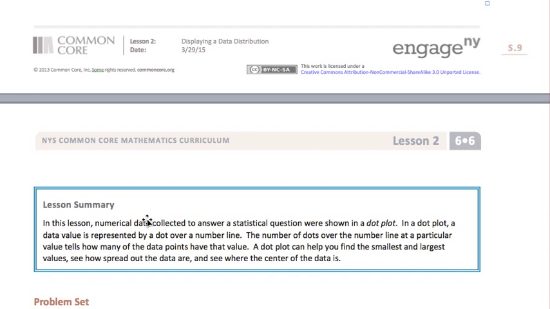So remember, numerical data is collected to answer a statistical question and can be put in a dot plot. The dot plot is one where the data value is represented by a dot over a number line. And the number of dots over the number line at a particular value tells how many of the data points have that value. A dot plot can help you find the smallest and largest values, see how spread out the data are, and see where the center of the data is.